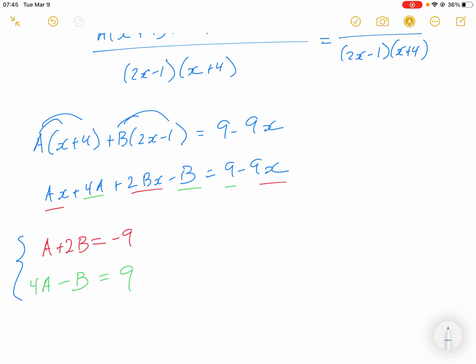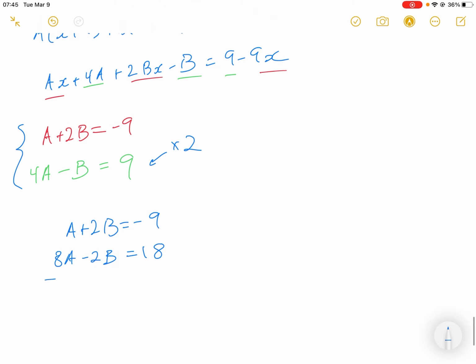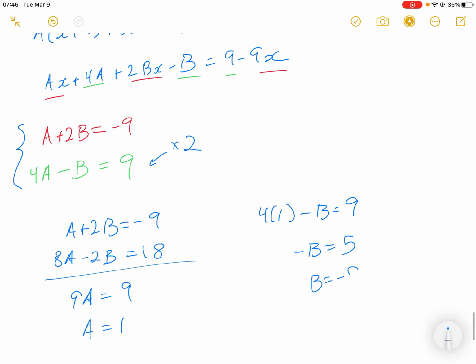I'm thinking maybe multiply this one by 2 and use elimination again. So we'll have a plus 2b equals negative 9. We'll have 8a minus 2b equals 18. Okay. And so I end up with 9 times a equals 9, which tells me that a equals 1. Let's go ahead and plug this back into the first equation. No, let's do the second equation. So it'll be 4 times 1 minus b equals 9.